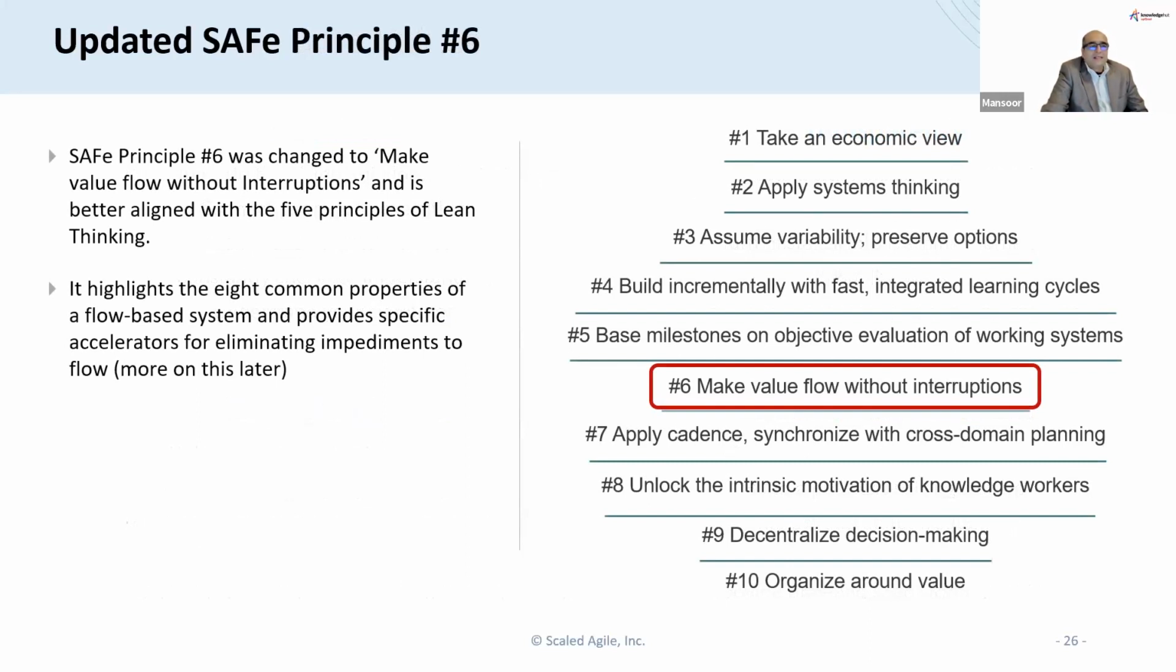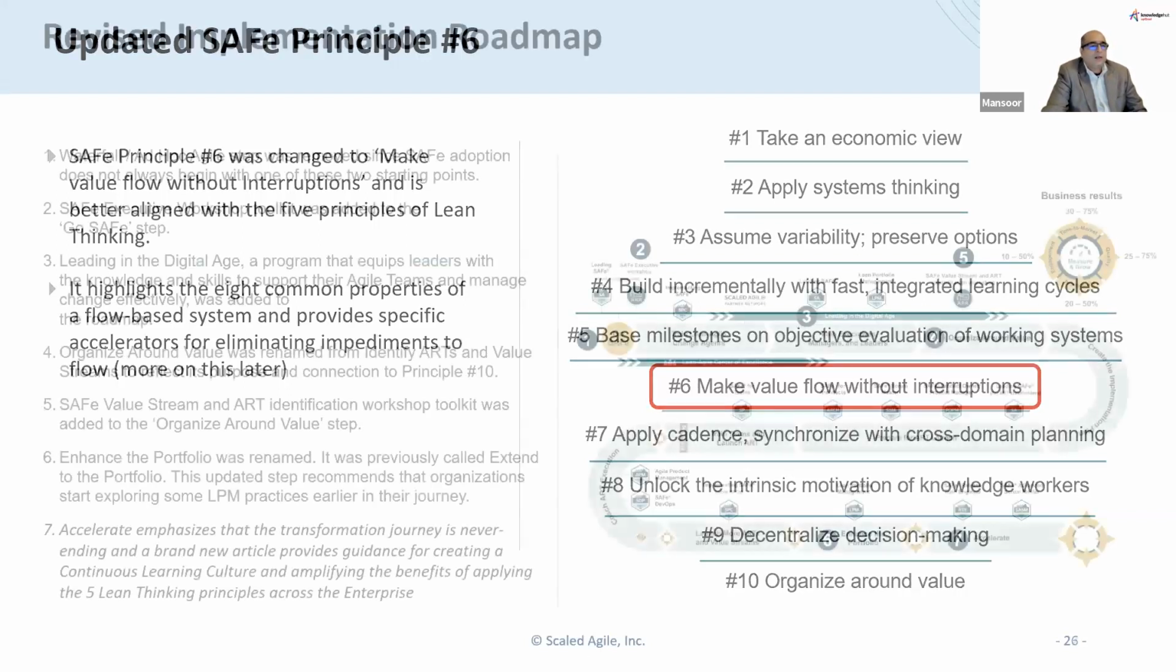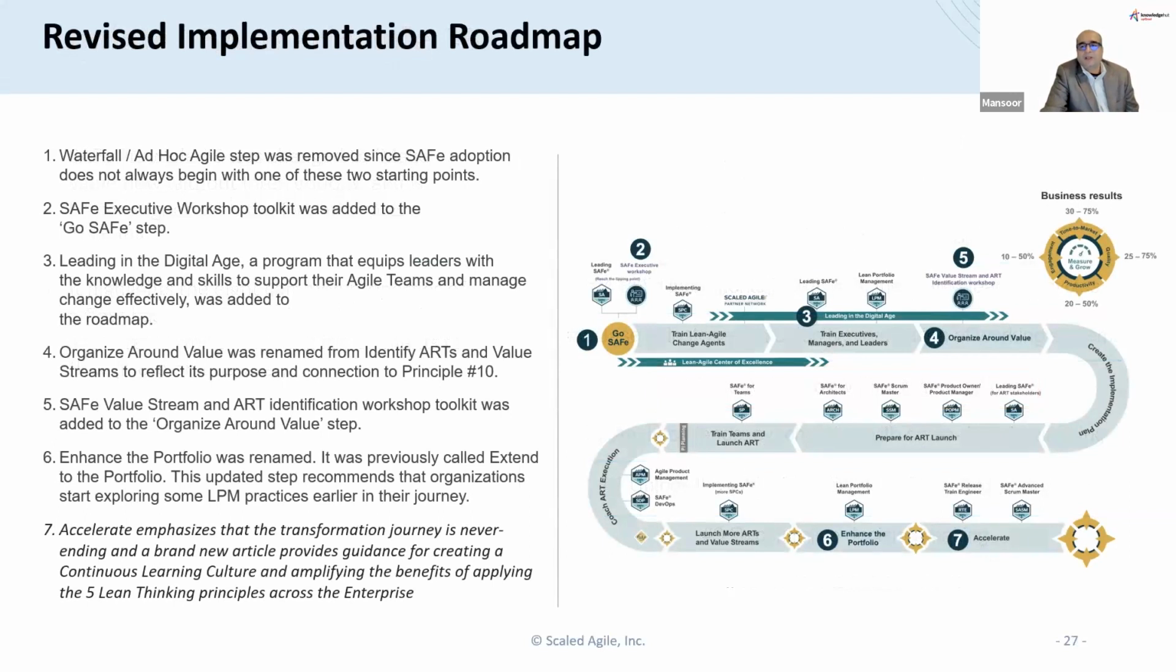We have updated SAFe Principle 6. So we have made this a highlight. This principle has always been about flow. So we have made it value flows without interruptions, right? We have updated this principle 6, and we have also updated the roadmap. The roadmap has been updated accordingly. The implementation roadmap has also received some significant changes.